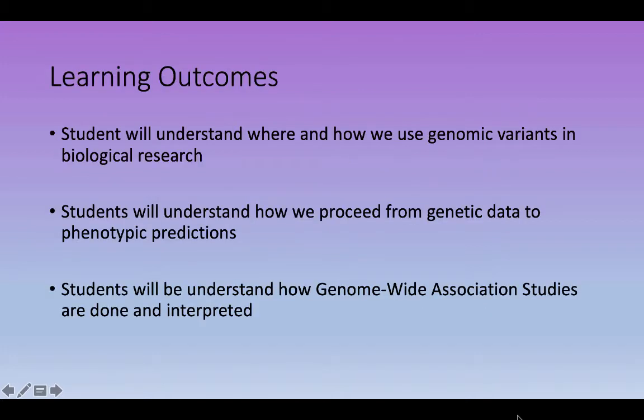Some learning outcomes that we're going to emphasize here. Again, we're going to be emphasizing how we use genomic variants in biological research. Also how we are proceeding from using genetic data to understand phenotypic outcomes, as well as understanding how specifically when we think about genomics, we're using Genome-Wide Association Studies and how we might interpret them, as well as some of their limitations.